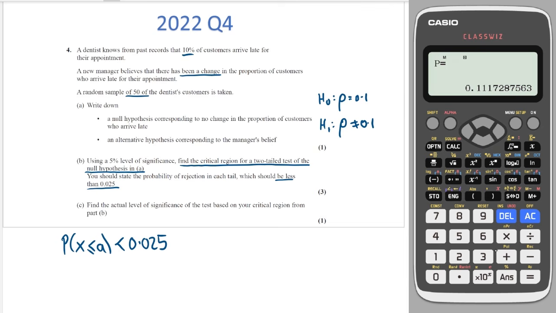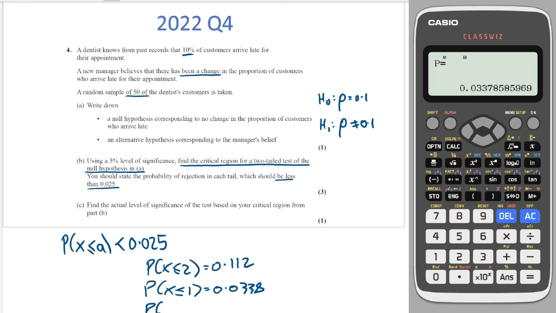Okay, and what I would do is I'd write that down. So the probability that x is less than or equal to 2 is 0.112 technically. Okay, so that's no good. We'll go back and we'll try 1, and that is still too large. That's 0.0338, and we want it less than 2.5%.